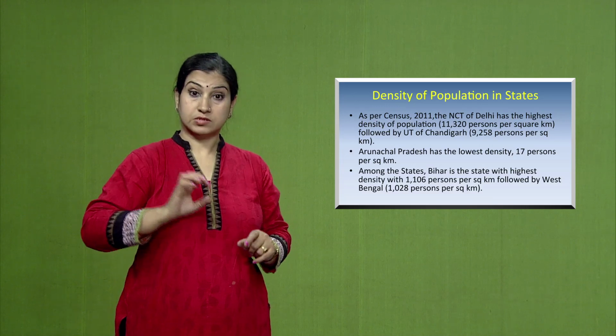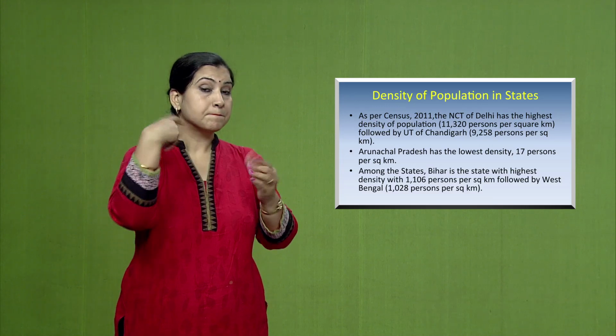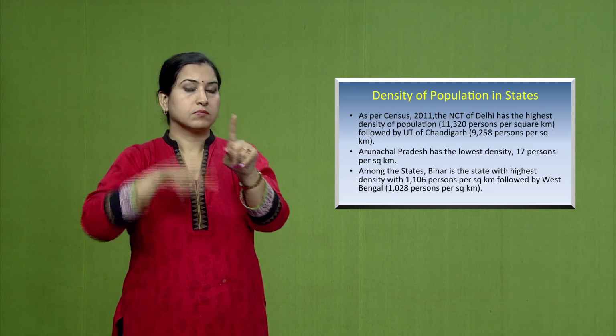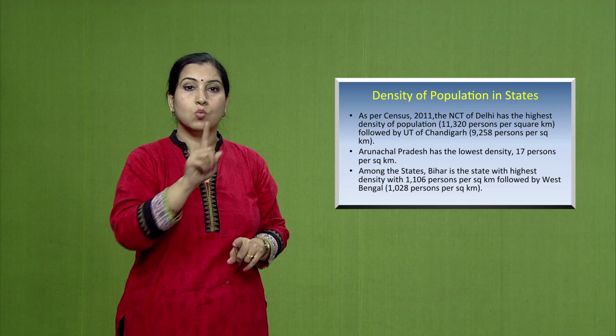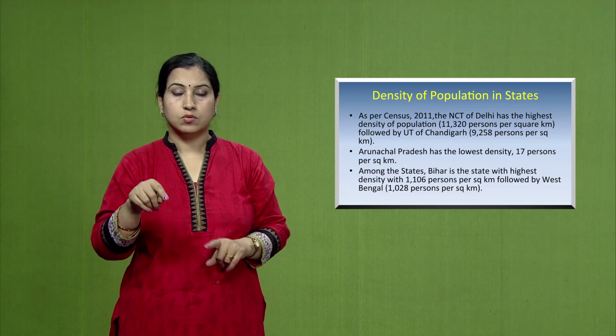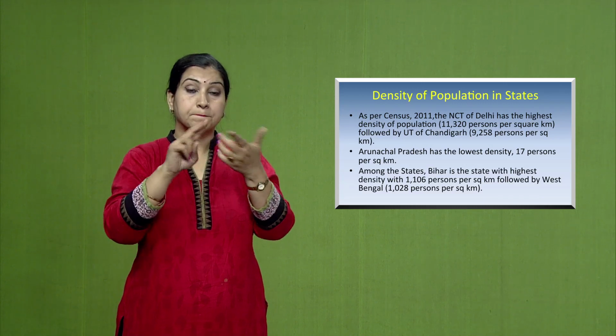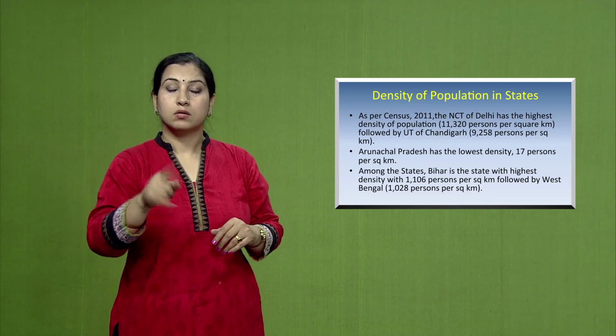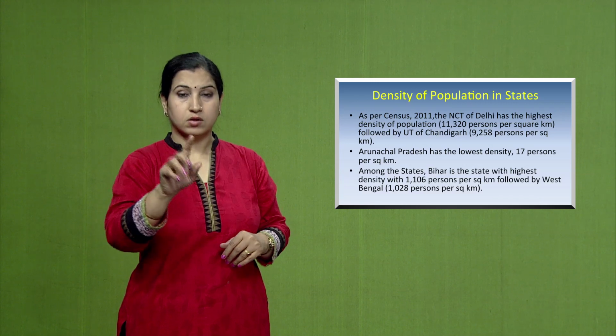Among the states, Bihar is the state with highest density with 1,106 persons per square kilometer, followed by West Bengal. West Bengal has 1,028 persons per square kilometer.